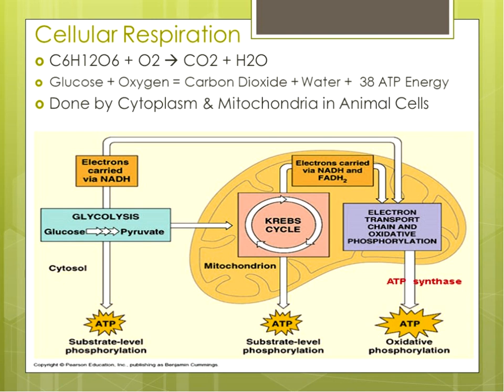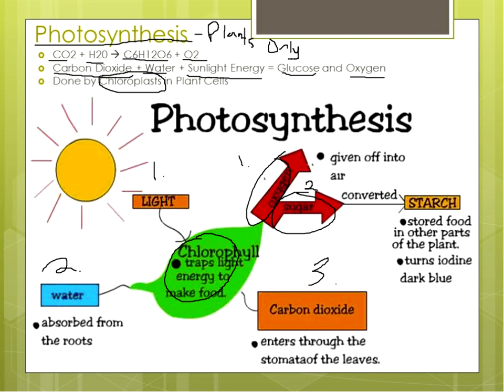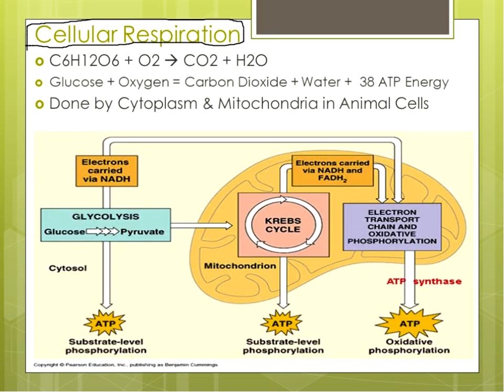Cellular respiration is paired with photosynthesis because they are opposites to one another. Remember here, look, carbon dioxide, water, and energy go in, glucose and oxygen go out. Here, glucose, oxygen go in. Carbon dioxide, water, and energy in the form of ATP are the three products that are made.